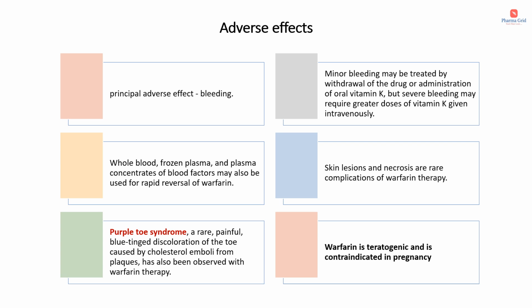Coming to the adverse effects of warfarin, the principal adverse effect is bleeding. Minor bleeding may be treated by withdrawal of the drug or administration of oral vitamin K, but severe bleeding may require greater doses of vitamin K given intravenously. Whole blood, frozen plasma and plasma concentrates of blood factors may also be used for rapid reversal of warfarin. Skin lesions and necrosis are rare complications of warfarin therapy.